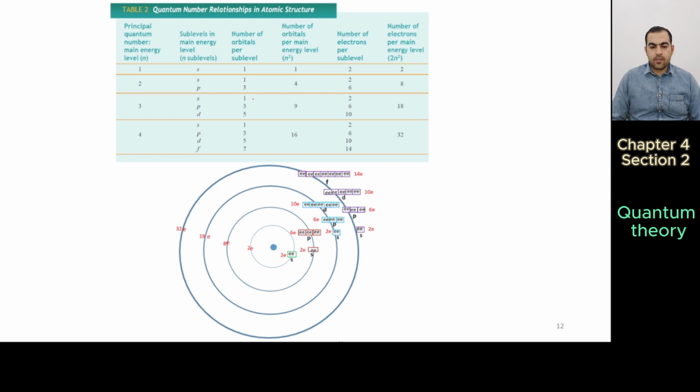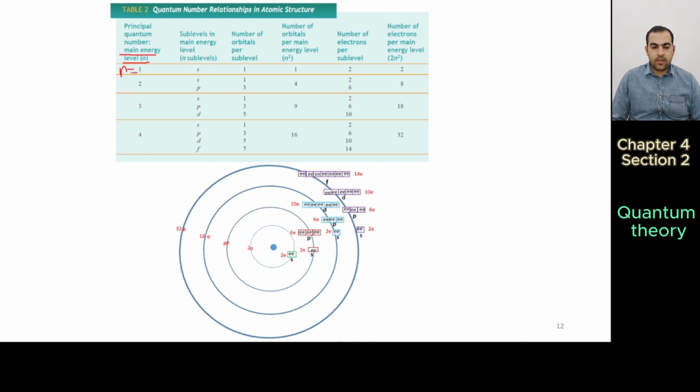So look at this table. This is at the end of the section. To understand this table, I have made this for you. How? Main energy levels, guys. For the main energy level, we give the symbol which is N.